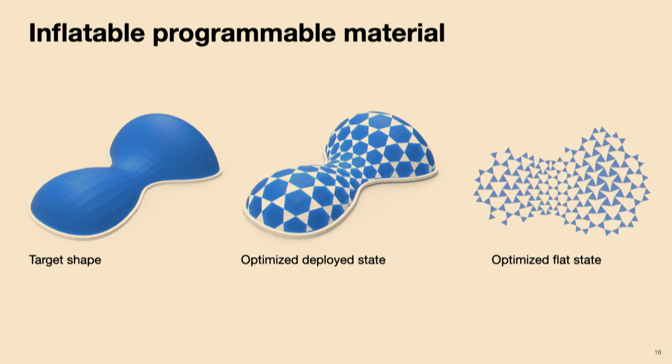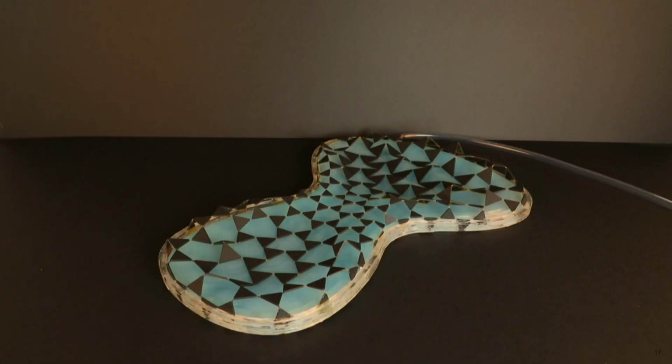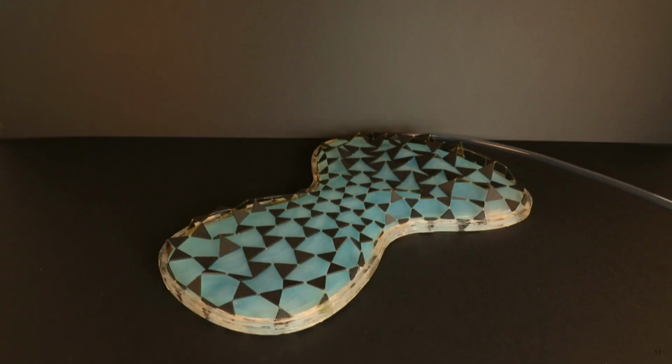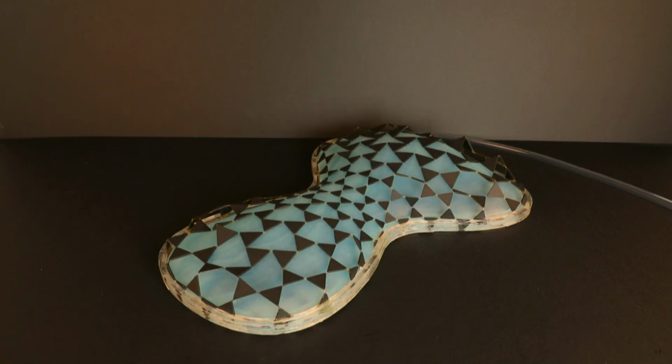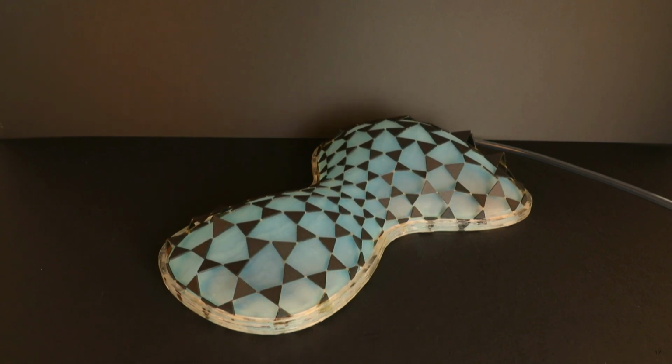shape. So here we take the target shape, we apply the optimization algorithm to get what is the deployed state of the material, and then we get also what is the optimized flat state. Now, when we fabricate this with just simply laser cutting, we then have to inflate it to its maximum, and it will go to the prescribed shape.